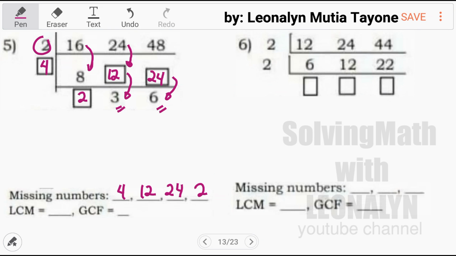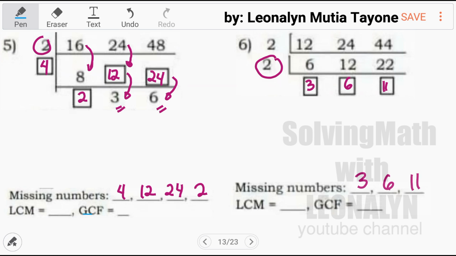Hanapin na lang din natin yung missing numbers sa number 6. Again, ito yung pang-divide. So, 6 divided by 2, 3. 12 divided by 2, and this is 6. 22 divided by 2, and this is 11. Missing numbers are 3, 6, 11.